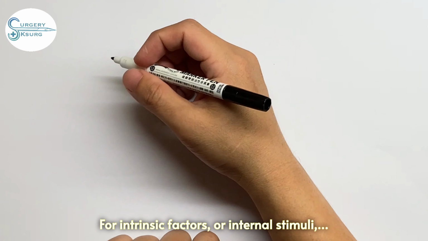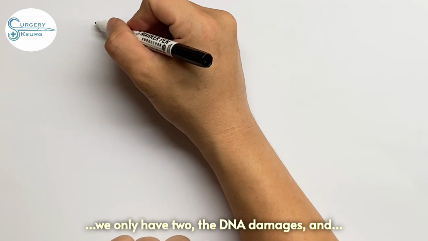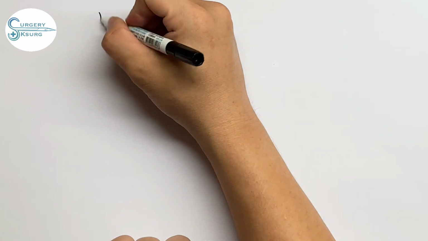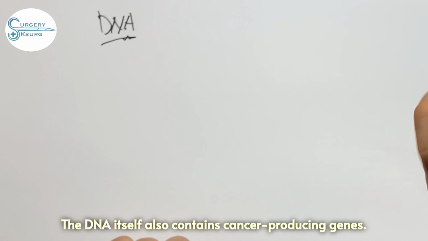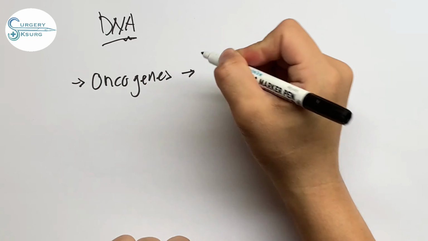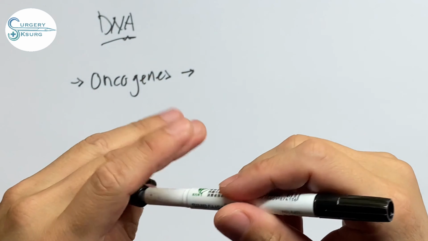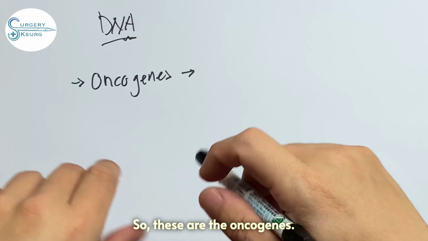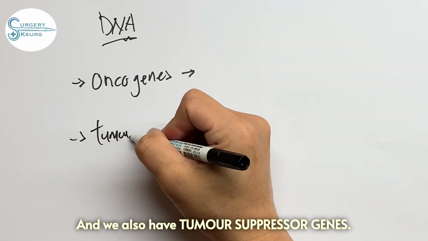For intrinsic factors, or internal stimuli, we only have two: DNA damage, and another one is the gene itself, the DNA itself. We also contain cancer-producing genes, so we have these oncogenes. Oncogenes are those sequences in the DNA that will always remain dormant unless activated. So these are the oncogenes. And we also have tumor suppressor genes.